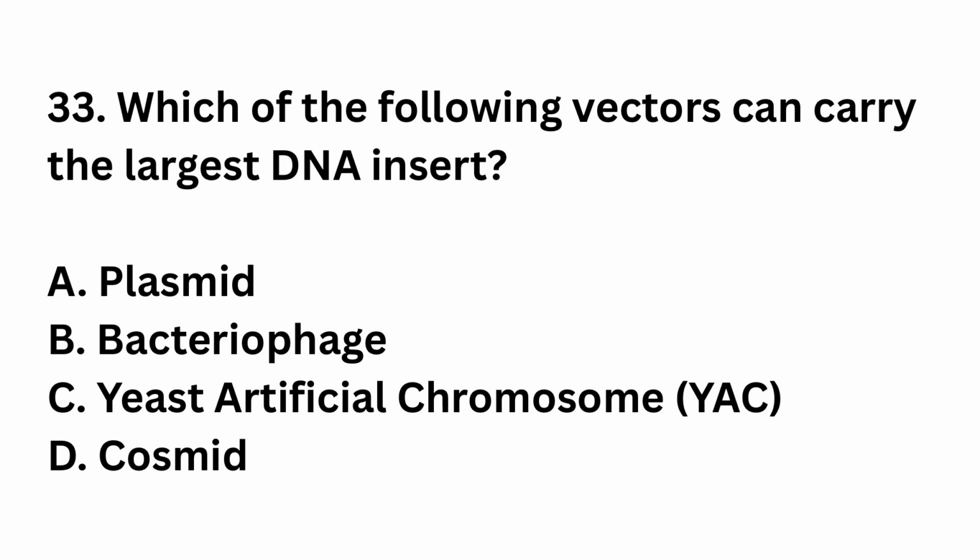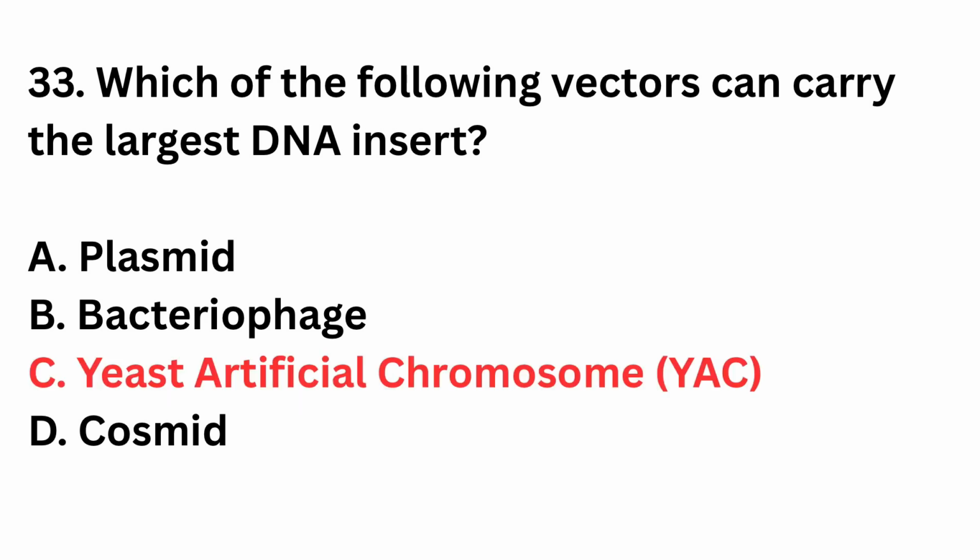Question number 33. Which of the following vectors can carry the largest DNA insert? Plasmid, bacteriophage, yeast artificial chromosome, cosmid. The right answer is option C. Yeast artificial chromosome can carry very large DNA fragments up to 1 megabase, making them useful in genome mapping.